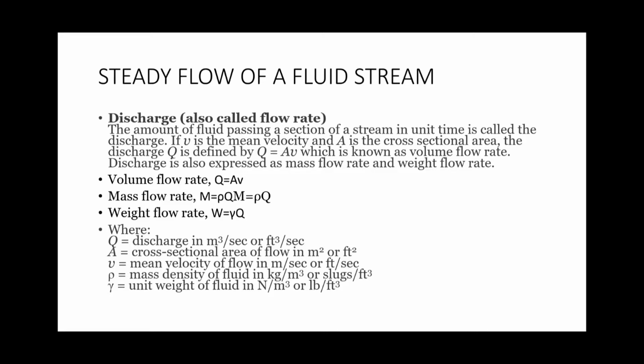This is the formula. Volume flow rate: Q equals AV. Mass flow rate: M equals rho Q. Weight flow rate: W equals gamma Q, where Q is the discharge in cubic meters per second or feet cubed per second. A is the cross-sectional area of flow in square meters or square feet. V is the mean velocity of flow in meters per second or feet per second. Rho is the mass density of fluid in kilograms per cubic meter or slugs per cubic foot. Gamma is the unit weight of fluid in Newtons per cubic meter or pounds per cubic foot.